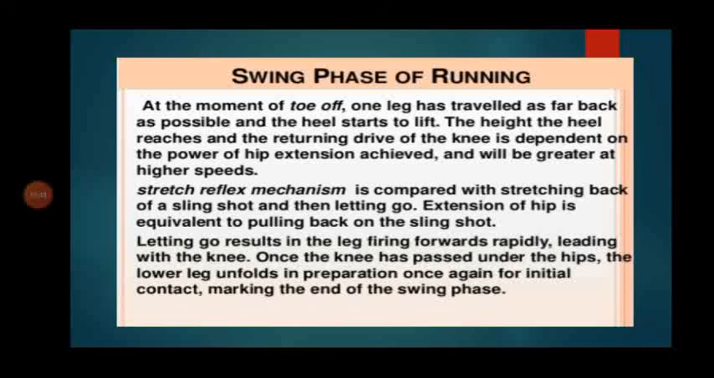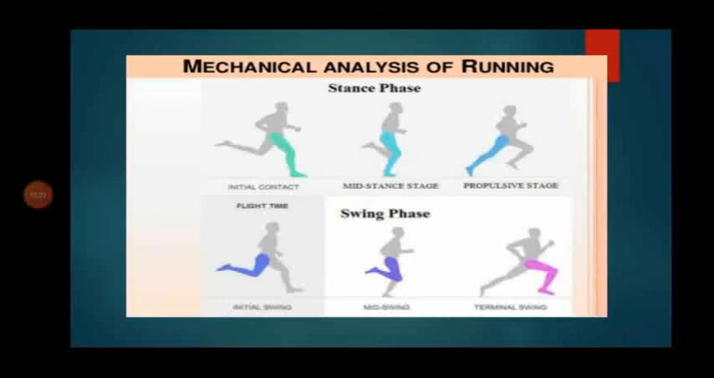Stretch reflex mechanism is compared with stretching back of a slingshot and then letting go. Extension of hip is equivalent to pulling back on slingshot. Letting go results in the leg firing forwards rapidly, leading with the knee. Once the knee has passed under the hips, the lower leg unfolds in preparation once again for initial contact, marking the end of the swing phase. This is the analysis of running.